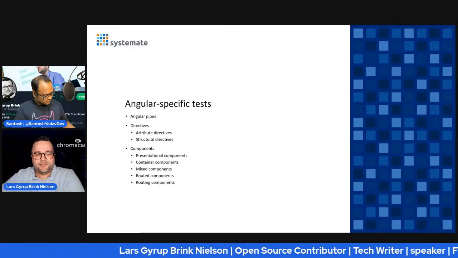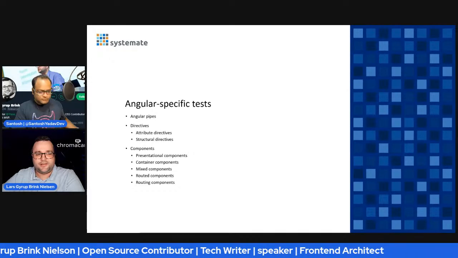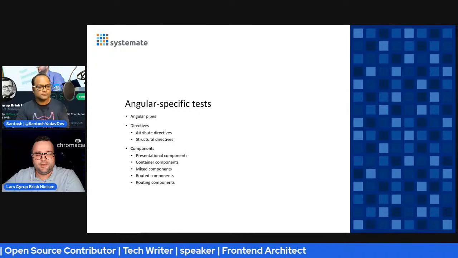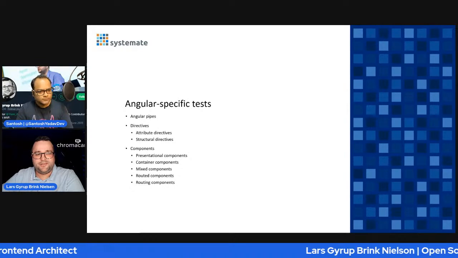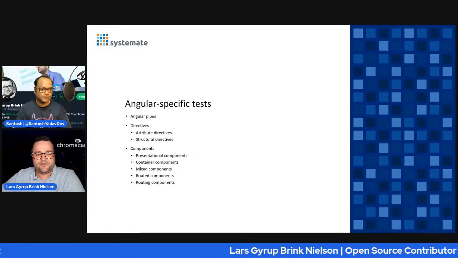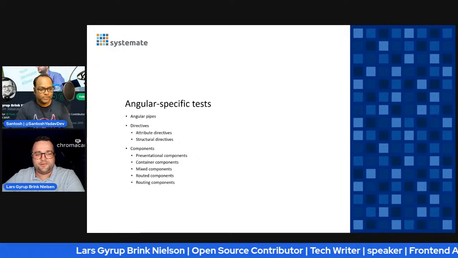There's even more, as we can see here. Angular pipes have to be tested, and there are even different ways to test them, and I'll share the best way I know later. There are Angular directives. There are even two types of Angular directives: the attribute directives and the structural directives, and each is tested and used in a different way.